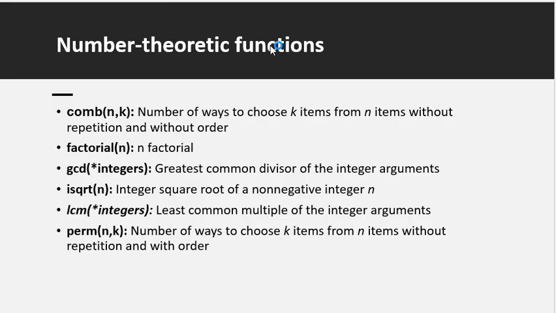After this, we have number theoretic functions, which include comb(n, k), which gives the number of ways to choose k items from n items without repetition and without order. Then we have factorial(n), which gives the value of n factorial. Then we have gcd, which gives the greatest common divisor of all the integer arguments. Then we have isqrt, which gives the integer square root of a non-negative integer n. Then we have lcm, which gives the least common multiple of the integer arguments.